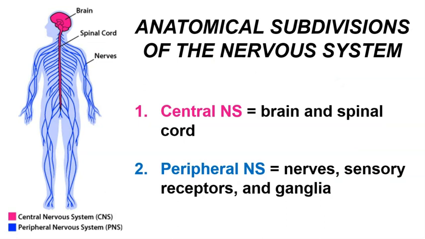The nervous system has two anatomical subdivisions. We have the central nervous system, which is shown here in magenta, and that includes the structures that are found within the brain and within the spinal cord. The second anatomical subdivision is the peripheral nervous system, which is shown here in blue, and it includes all the nervous system structures that are found outside of the brain and outside of the spinal cord. And these structures are the nerves, the sensory receptors, and the ganglia.